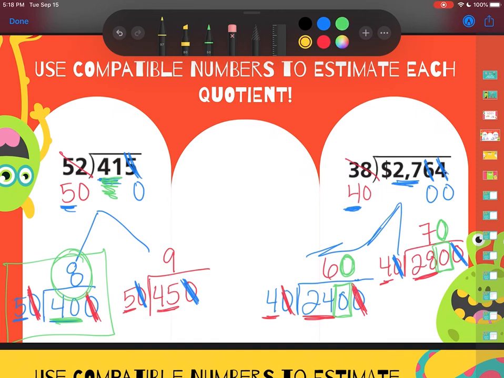Now to pick our best estimate, I'm looking for the number that is closest to 27. So my numbers were 24 and 28. 24 was 3 away. 28 was 1 away. So 28 or 2,800 is going to be my best estimate. So 2,800 divided by 40 is equal to 70 is going to be my best estimate. So 70 is going to be my best estimated answer.